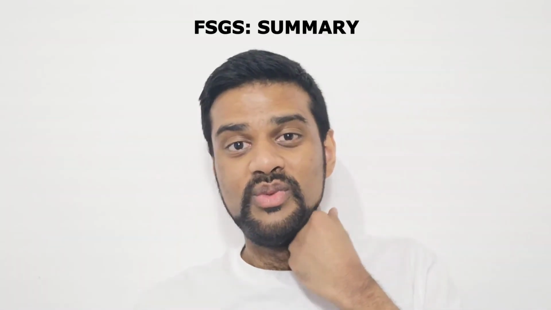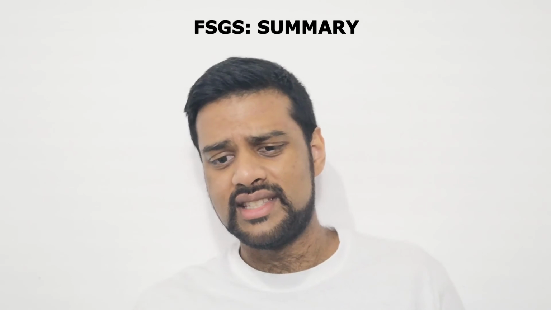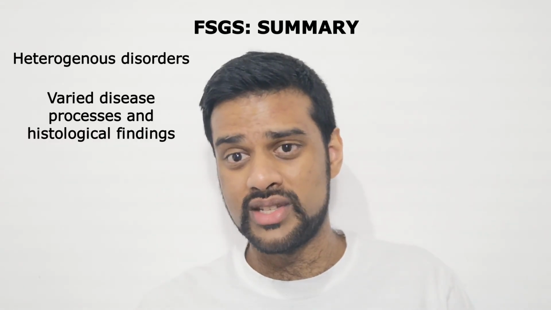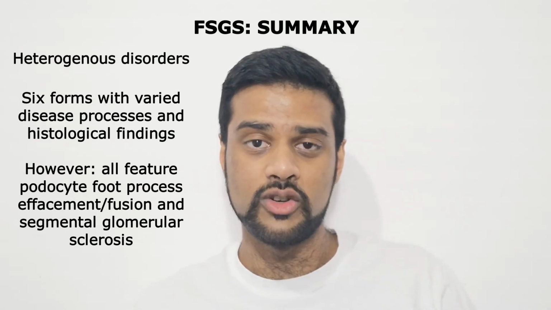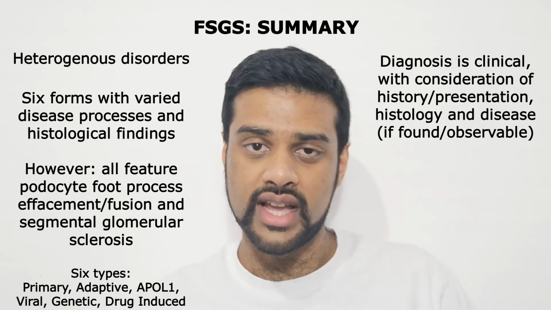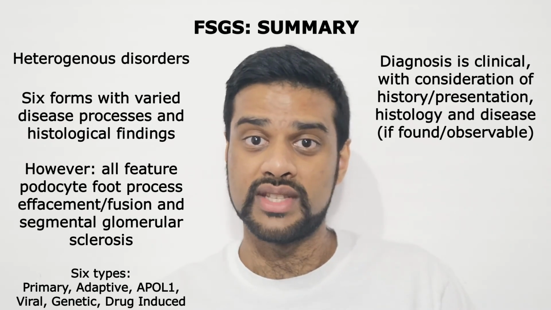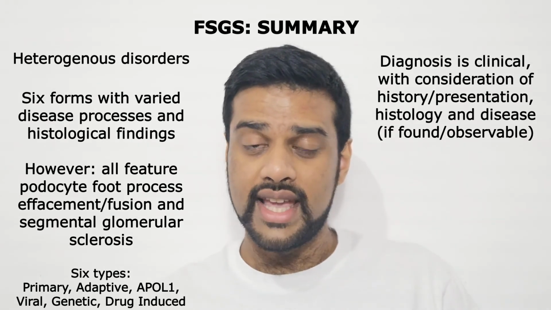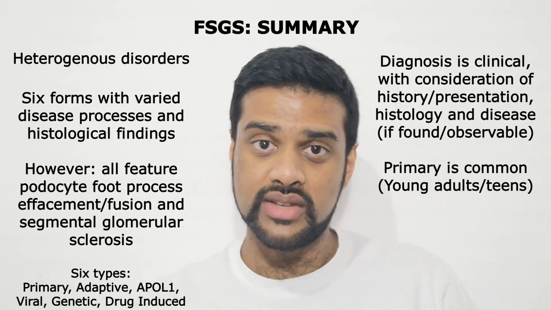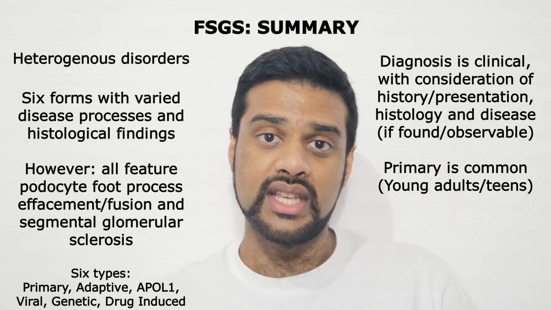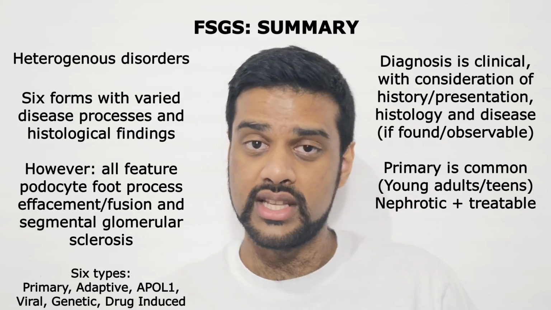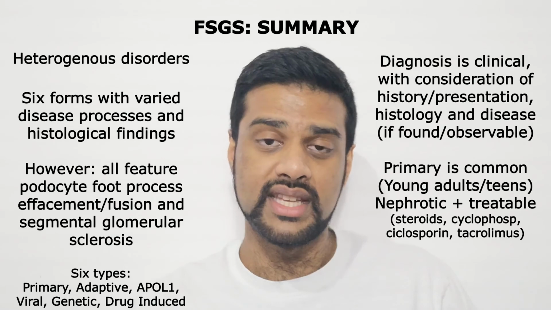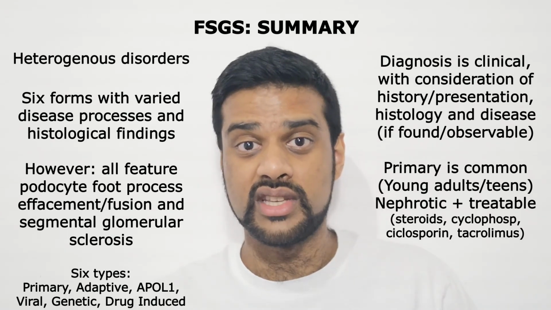So, to summarise, or just tell me what I need to know for my bloody exam, will you? Essentially, FSGS is a heterogeneous group of disorders made up of 6 forms, which are characterized by their clinical presentation, histopathological findings, and disease processes. Primary is the commoner type, making up 20 to 30% of cases, usually happens in younger adults and teenagers, presents with nephrotic range proteinuria and responds to steroids and potentially calcineurin inhibitors such as cyclosporin.